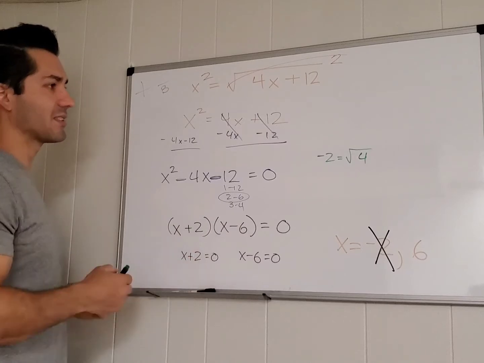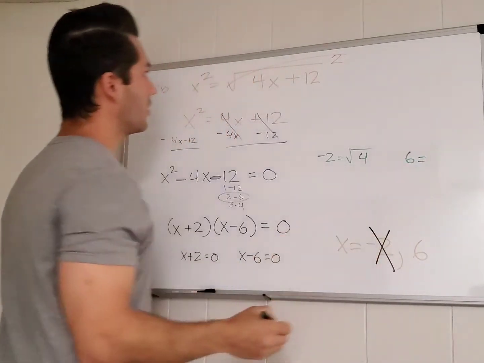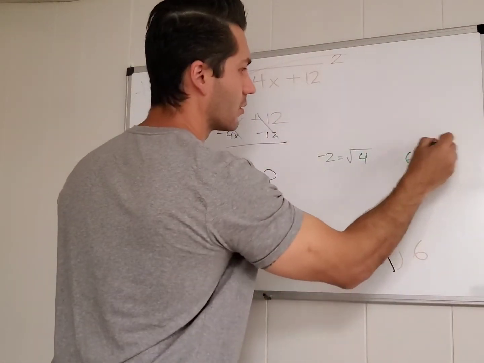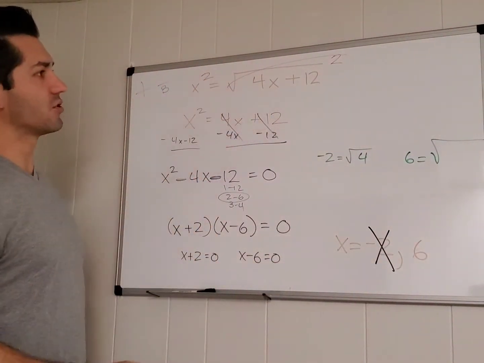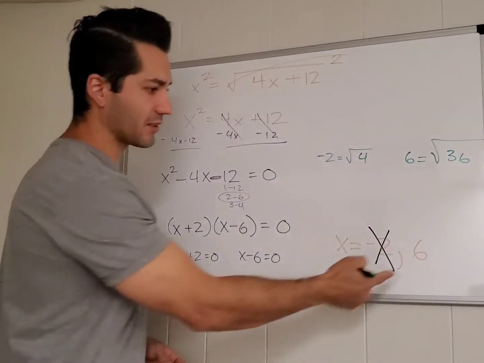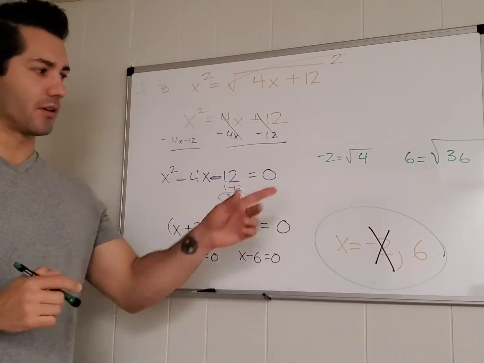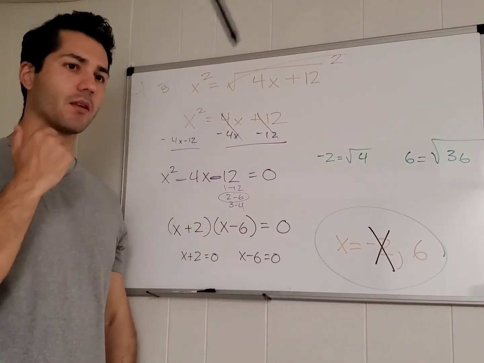I'm going to plug in that 6 to see what happens. 6, there's x. X is 6. Equals square root. 4 times 6 is 24, plus 12, 36. I'm like, yeah, square root of 36 is 6. That's an answer. There it is. X equals 6. Not 2. X equals 6. All right?